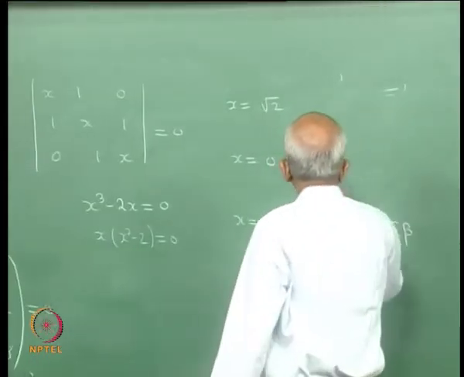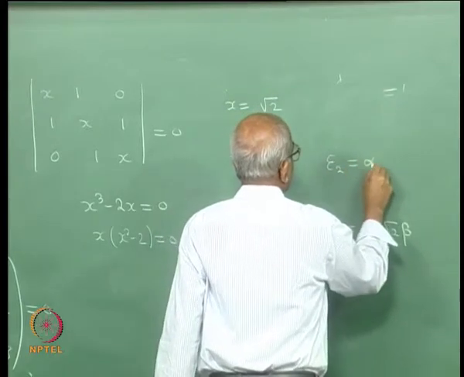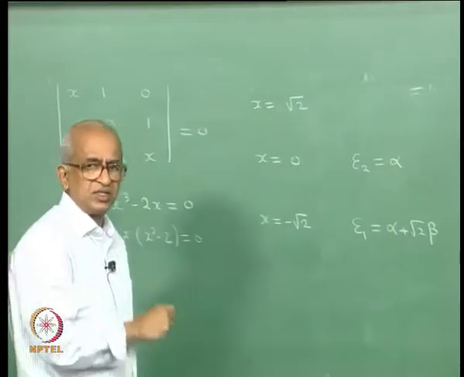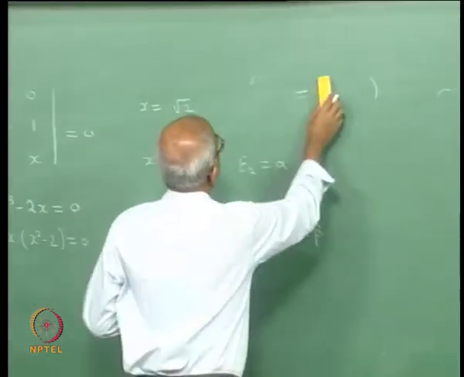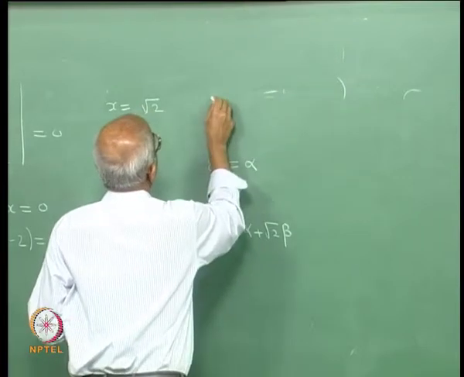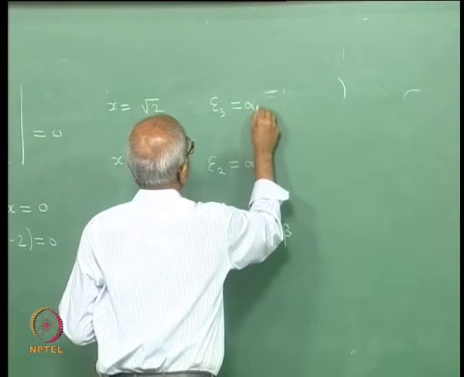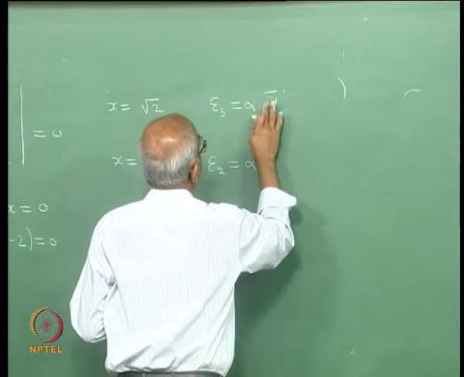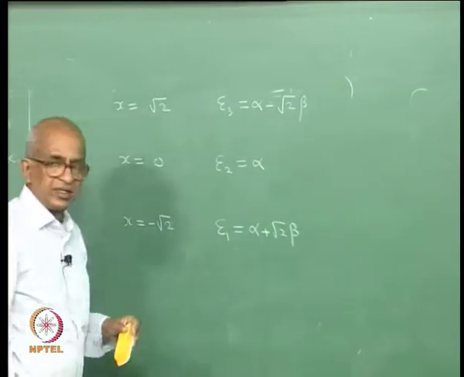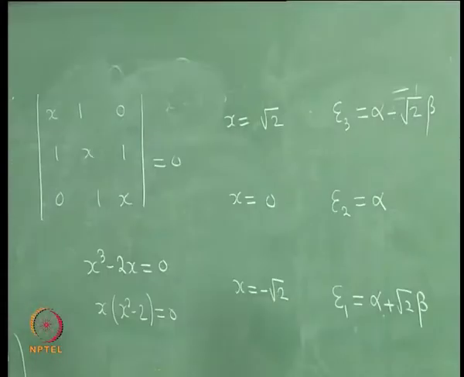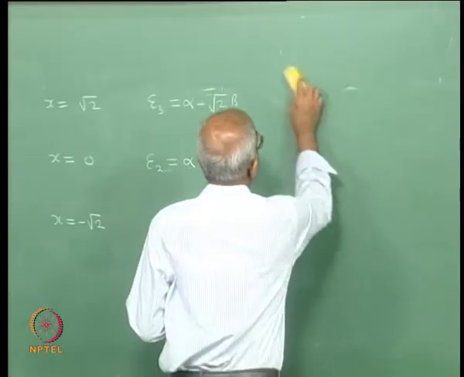If x is equal to 0, you will find that the energy level is actually script E2, which is equal to alpha. And if x is equal to root 2, you will find the next energy level script E3, which is alpha minus root 2 beta. So, you will find that these are the 3 allowed energy levels of the system. So, you can represent them in a picture.